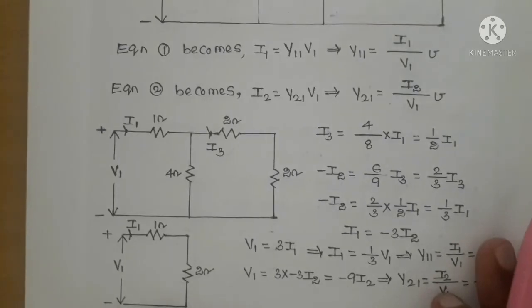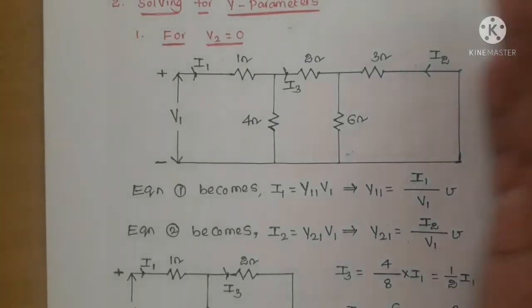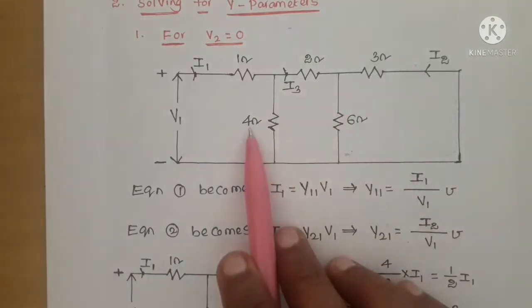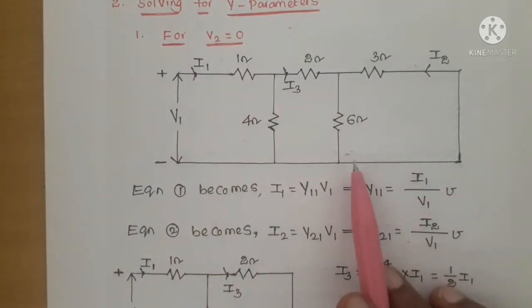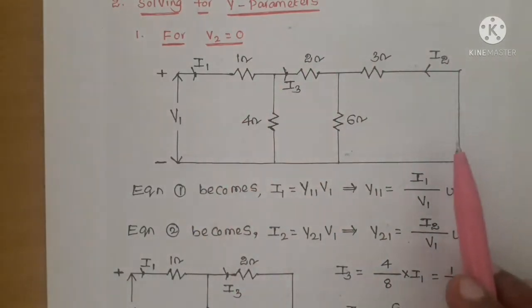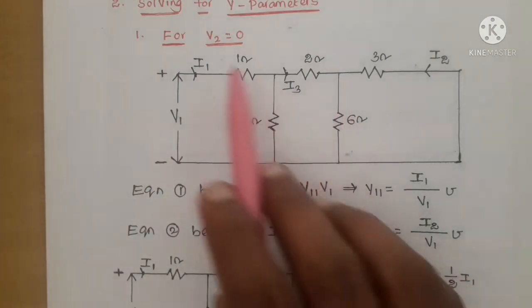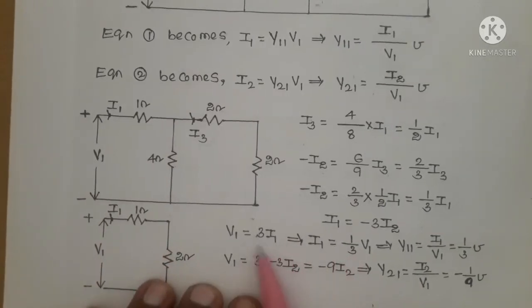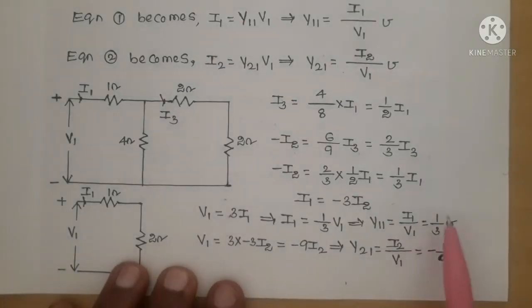So V1 is equal to, if you go on reducing this network, these two are in parallel and series, so finally we get 3 ohms. We can replace this entire circuit with 3 ohms. So the relation between V1, 3 ohms and I1 is V1 equal to 3 I1. So I1 equal to 1 by 3 V1, and Y11 equal to I1 by V1, which is equal to 1 by 3 mhos. So the Y11 value is 1 by 3 mhos.